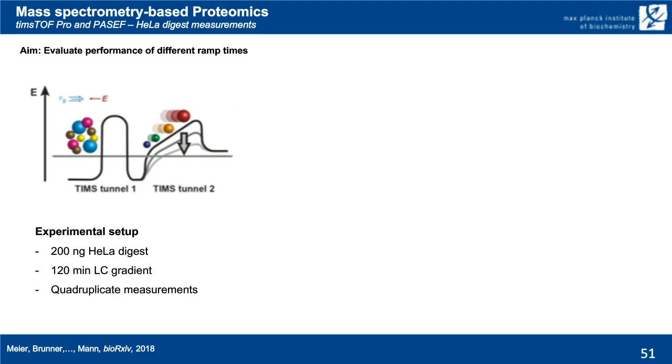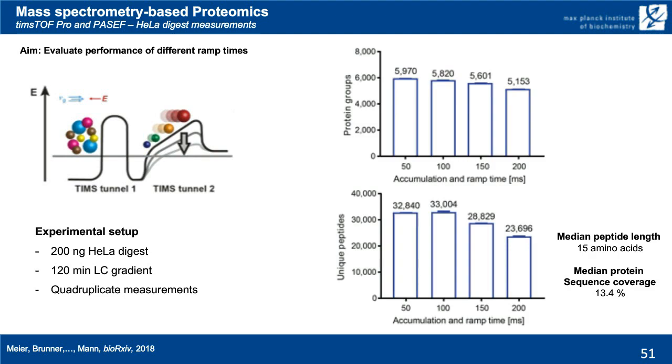And we found out that an accumulation ramp time of about 50 milliseconds yields the best performance, with protein group identifications of nearly 6,000, and this converts to about 33,000 peptides on average. Here it is interesting to mention that the median peptide length of each peptide that was sequenced and identified is 15 amino acids, and the median protein sequence coverage sums up to about 13.4%.